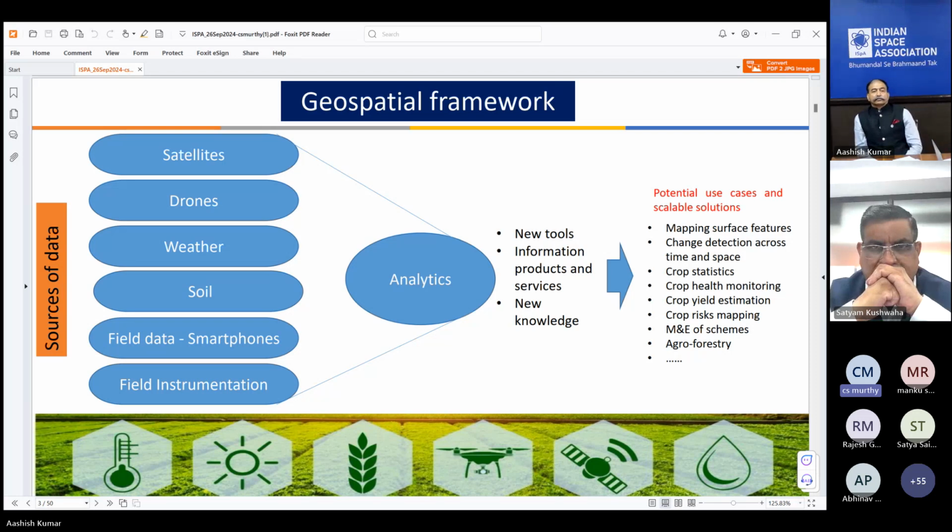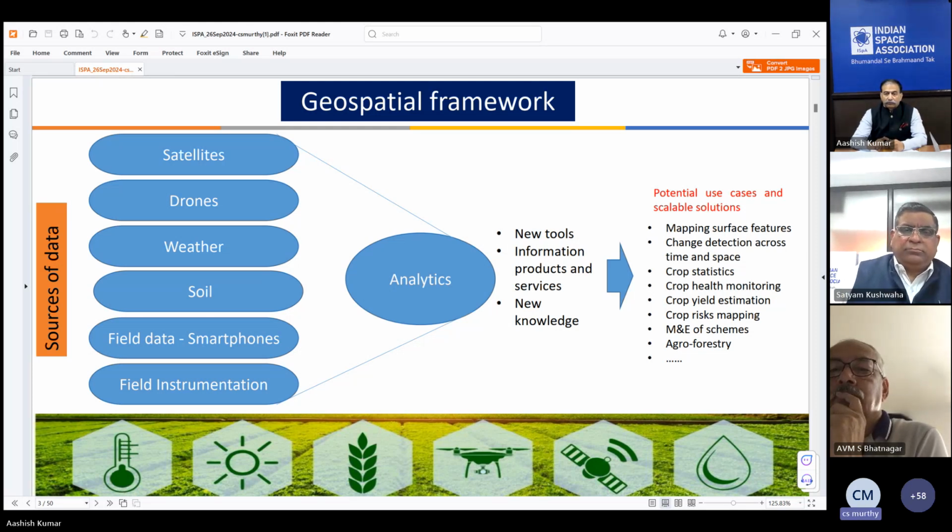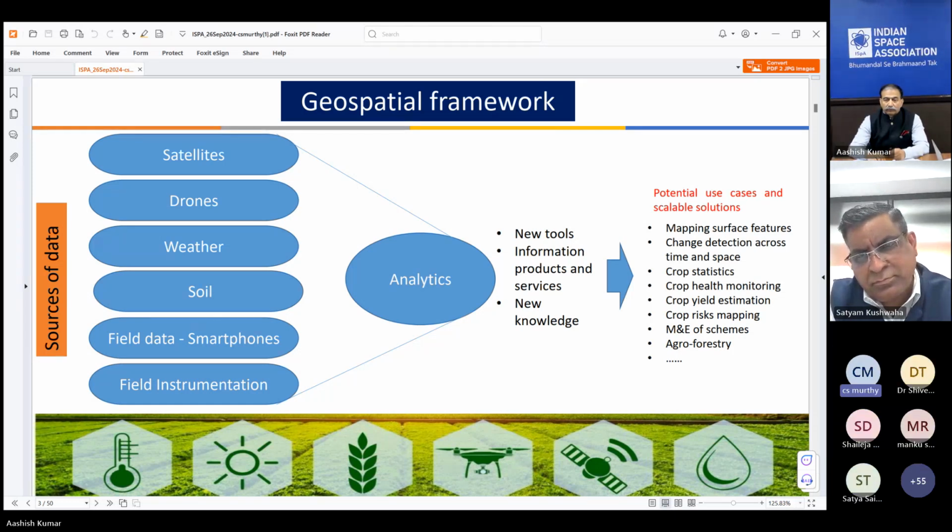This is the basic framework of geospatial solutions development. Basically, it includes data from multiple sources, different types of data. They are sourced from satellites, drones, weather stations, and thematic maps, thematic layers like soil, land use, whatever it is. Smartphones are a very good source of data. And then in situ measurements, field instrumentation. So these are different kinds of data sets, some spatial, some non-spatial. This multi-source data is used in developing the solution.